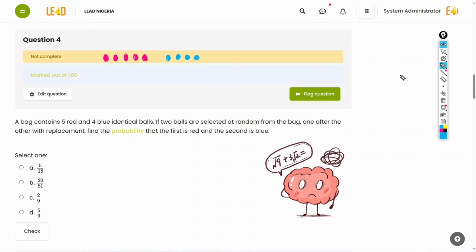So 5 red balls will be this: 1, 2, 3, 4, 5. And then 4 blue balls will be this. So 2 balls are selected at random one after the other. So find the probability that the first is red, and then the second will be blue.